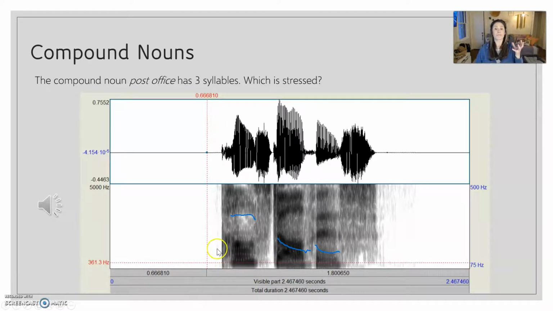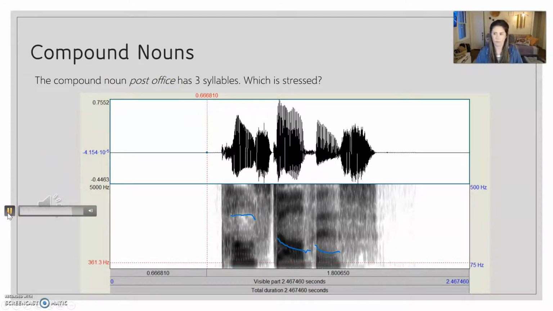If we're talking about pitch, this blue line here shows us the pitch of the voice. When we talk about pitch, we're talking about tone, as in what we do in music, right? So it's pretty clear that the first syllable here is higher in pitch. This tells us that the first syllable of a compound noun is stressed. You can easily see that here. Let's listen to the example and see if you can recognize that as well.